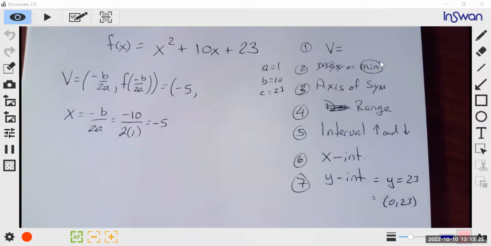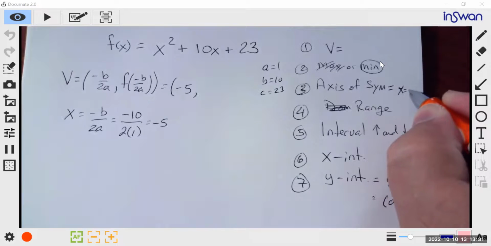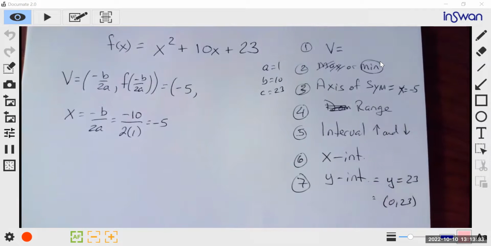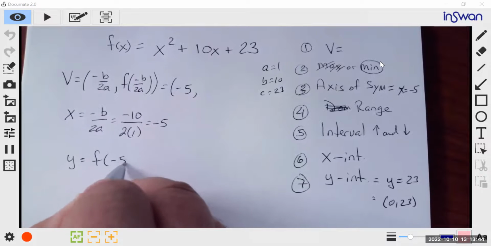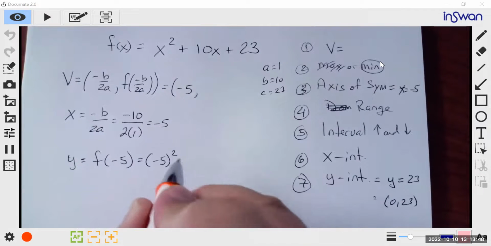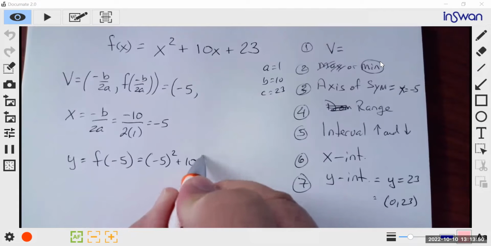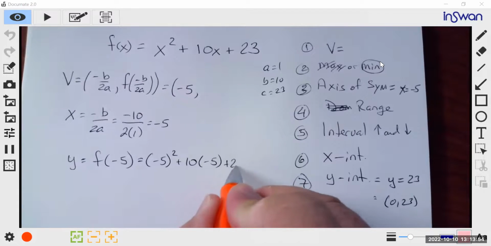So where else did that answer go? Well, it goes in the axis of symmetry. x equals negative 5. It's the vertical line going through negative 5. That's the axis of symmetry. But yes, we put the negative 5 into the equation.